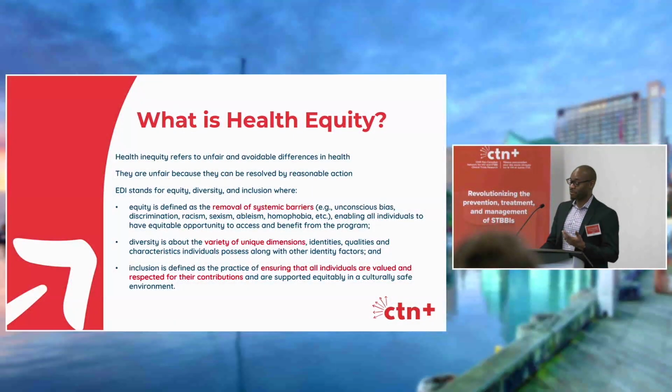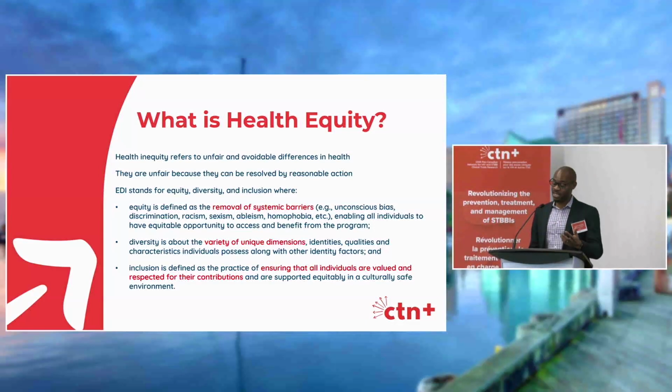So in terms of definitions, we're talking about EDI. EDI is essentially equity, diversity, inclusion. Equity is removal of systematic barriers. That's just it. Remove those barriers, let everybody have the same thing. And diversity is acknowledging the variety of unique dimensions that exist among us as humans. And inclusion is just ensuring that all individuals are valued and respected with their different contributions. I'm just putting this up there so that we have a baseline, but obviously everybody has some experience with EDI and has some understanding of what these concepts mean.